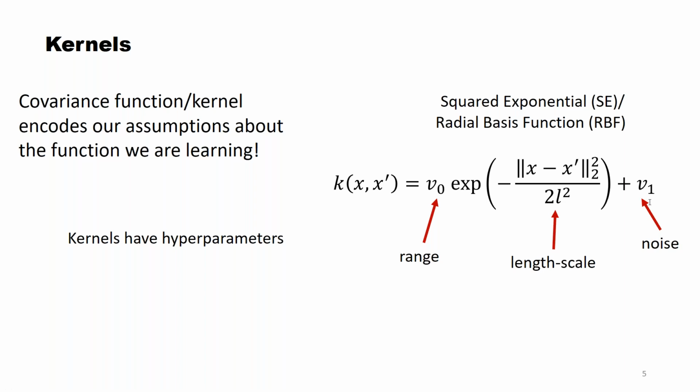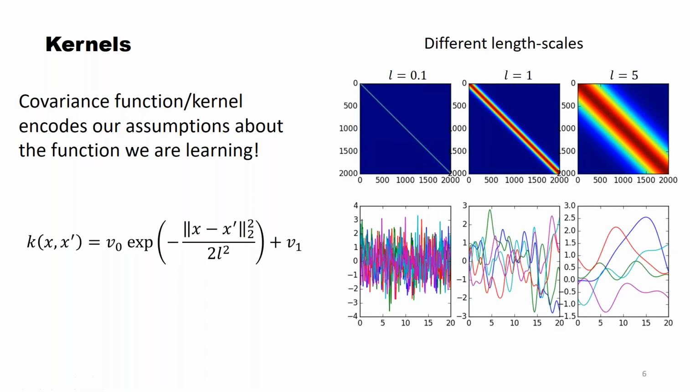And I've also added a noise term because, especially if you're dealing with real experimental data, you would expect these typical measurements to have some noise. So maybe your measurement is a bit off, and you have to take this into account. So we have hyperparameters.